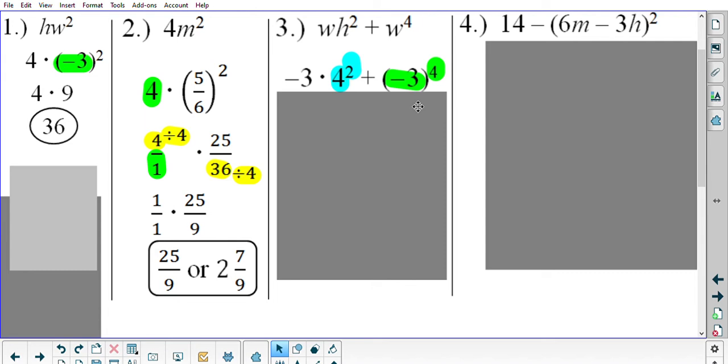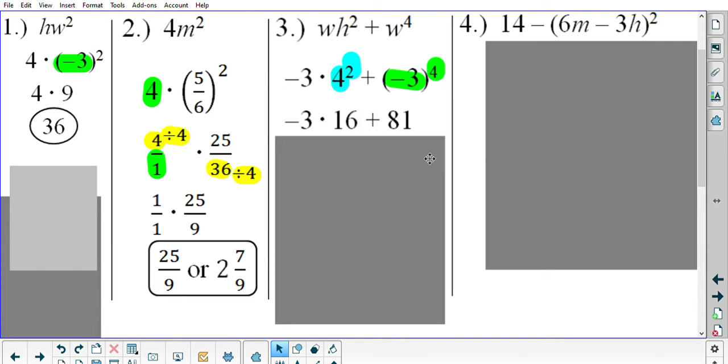As I told you a few minutes ago in this video, if you have an even amount of negative numbers multiplied to each other, then you will get a positive. So that is a positive 81. If it was an odd exponent, then a negative number to an odd exponent would give you a negative answer.